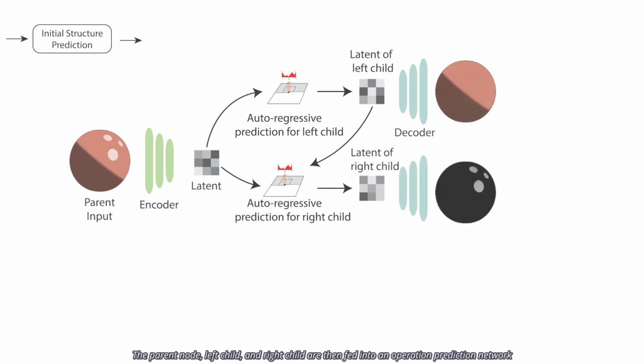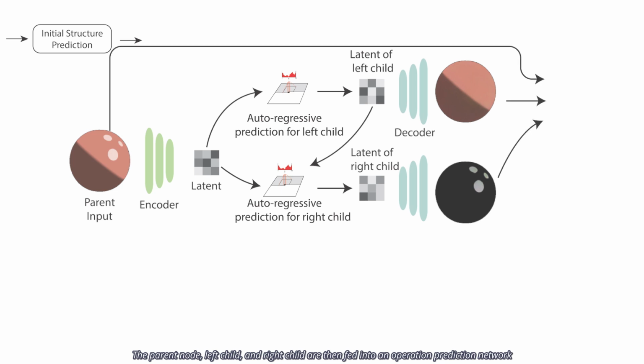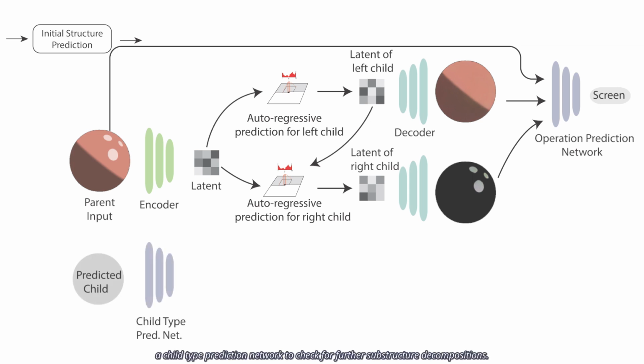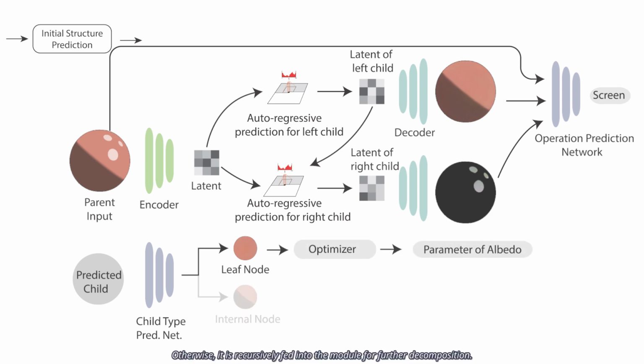The parent node, left child, and right child are then fed into an operation prediction network. This predicts the type of operation performed to compose the two child nodes, such as the screen mode shown here. Finally, each of the predicted children is fed into a child type prediction network to check for further substructure decompositions. If the node is a leaf with no need to be further decomposed, it is passed into an optimizer to get its parameterized representation. Otherwise, it is recursively fed into the module for further decomposition.